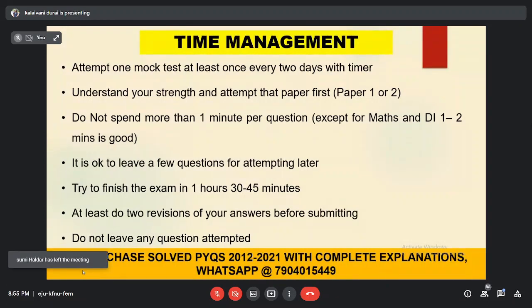Okay, this is one very, very important thing. This you have to do during practicing. Do not spend more than 1 minute per question. Okay, if you know the math already, we have total.